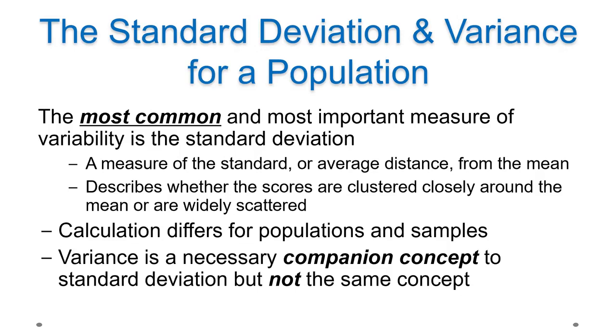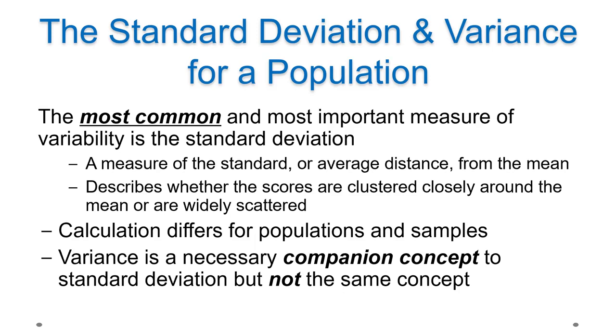Hello everyone. This is our second lecture for Chapter 4, Measures of Variability, where we will focus on standard deviation and variance. Measures of variability are meant to describe how spread out data are. Another way to think about this is to describe how far, on average, each observation is from the mean.